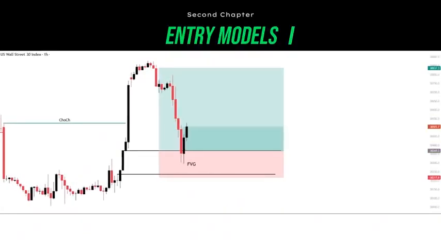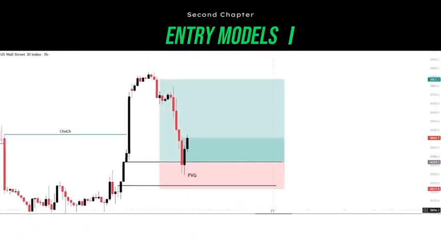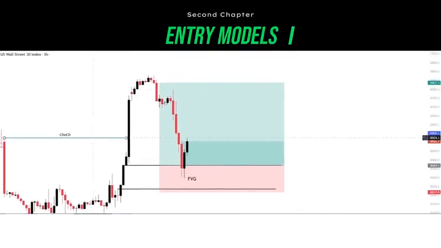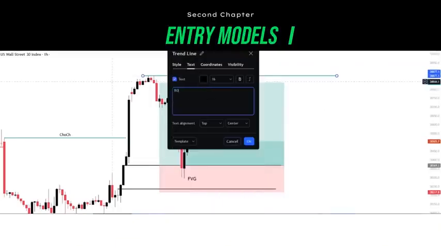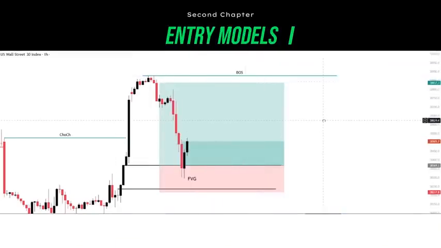Good. The position got filled, and notice the immediate reaction to the upside. We are looking for the price to break the highs. So essentially, we want the market to create a bullish break of structure, since the market has changed character from a bearish standpoint into a bullish one.